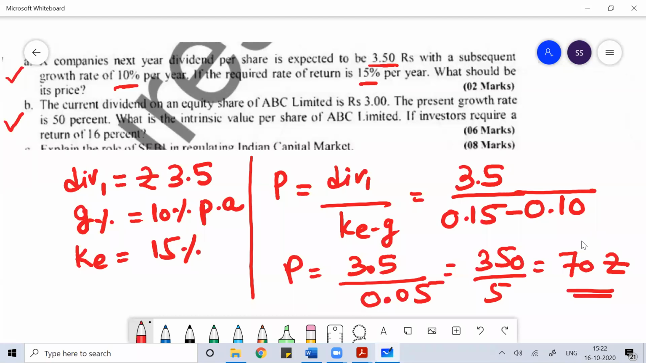That is the 2 marks question for you. Clear everyone? Anyone have any doubt? I hope you all can hear me. Anyone have any doubt?